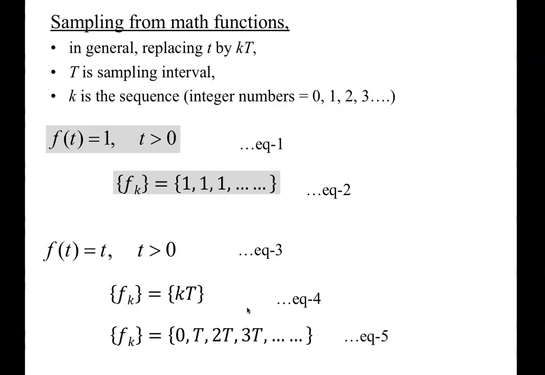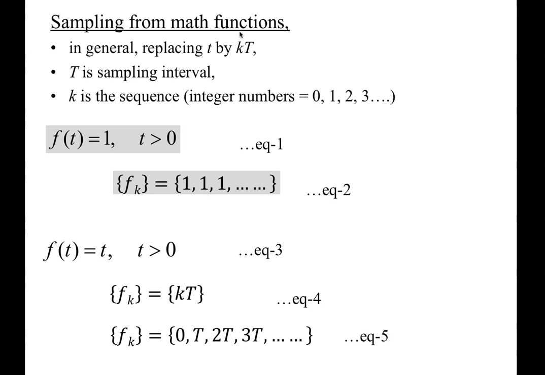Now I can give you some examples of sampling from mathematical functions. In this case, T is a sampling interval. I'm not even trying to use a number; you can, but it really doesn't matter. Functions in continuous time tend to be represented as a function of t, unless it's a constant. If it's a function of t, all you need to do is replace that small t with kT, where the capital T is a constant, an interval that you choose beforehand. k is an integer starting from 0: 0, 1, 2, 3, and so on.